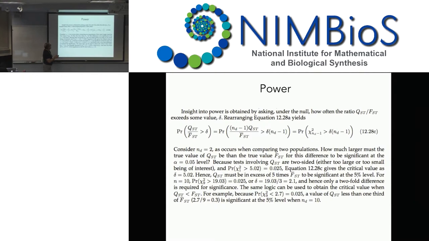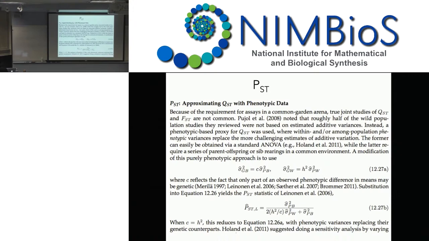So the bottom line is power increases with number of demes, and you need to have a really large deviation, either really big or 1 over really small, to have any sort of power. So QST is very often underpowered. But here's one of the biggest problems.